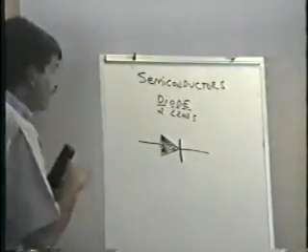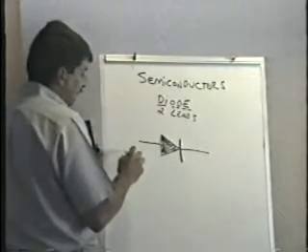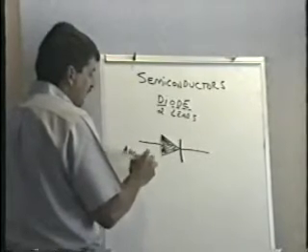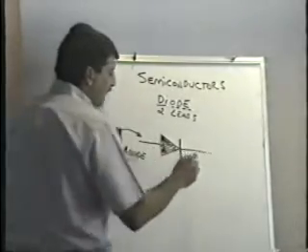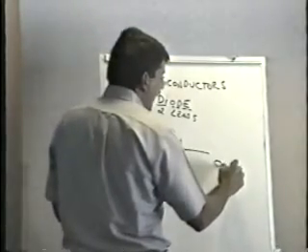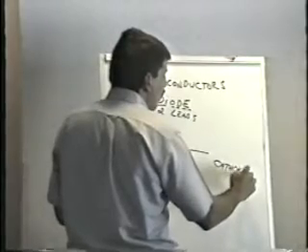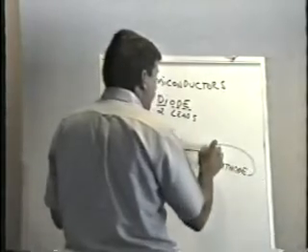And we have names for these two leads. The lead on the left is called the anode, A-N-O-D-E. And the lead on the right is called the cathode, C-A-T-H-O-D-E, cathode, the anode and the cathode.